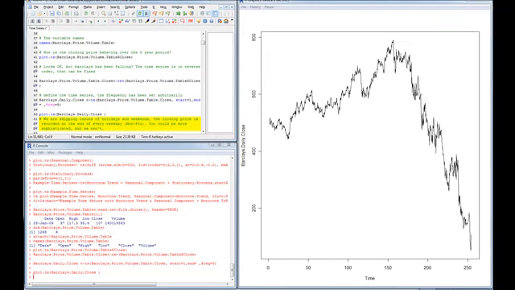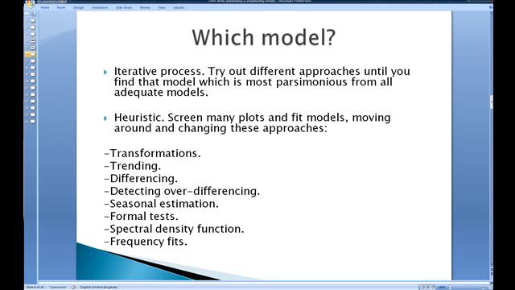Right, so we've seen an example time series that's non-stationary, and also a time series from real data, which does seem to be non-stationary. Next, we need to think about which model to fit. It's really an iterative process where you try out many approaches until you find the model that's the most parsimonious from all of the adequate models that you've been able to pick out.